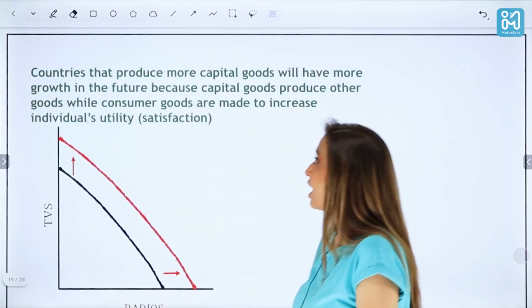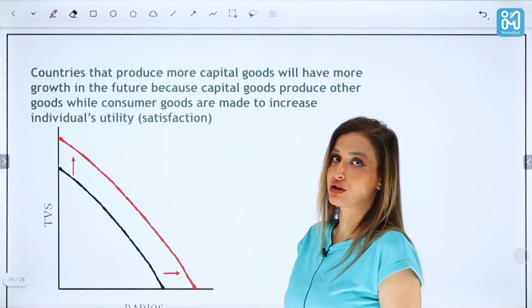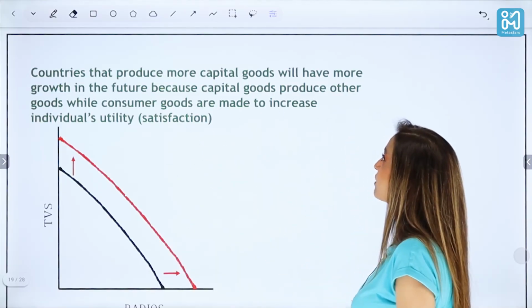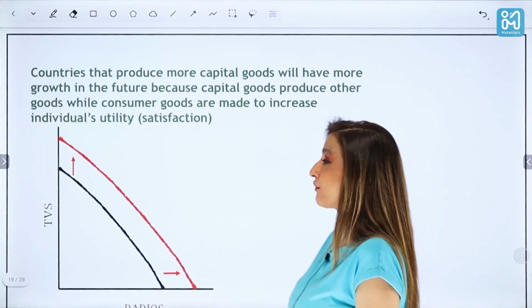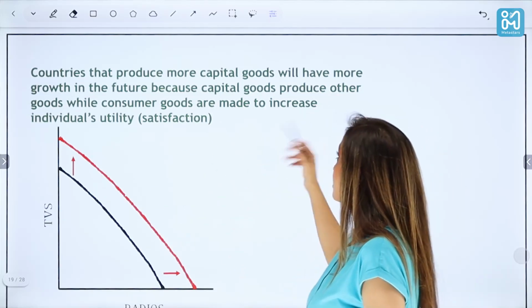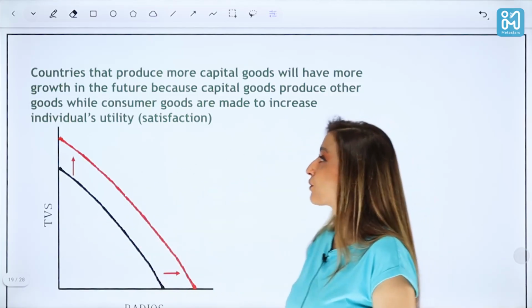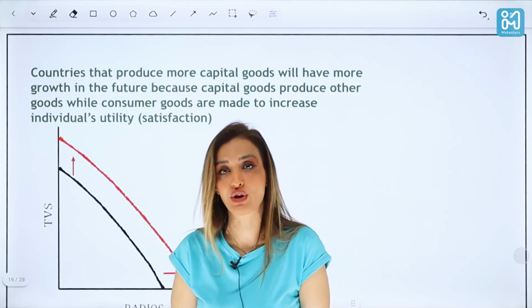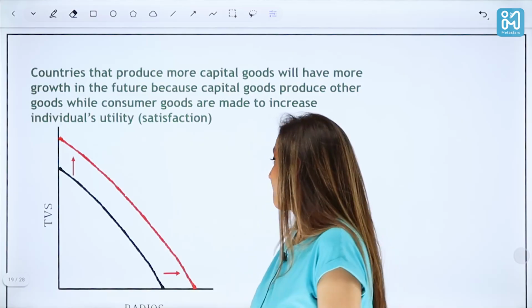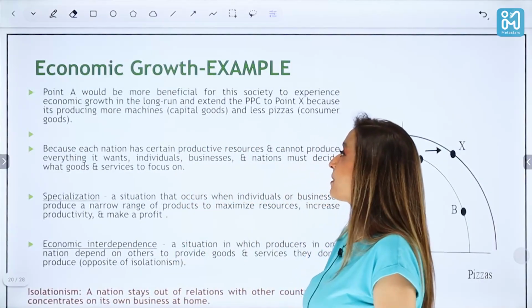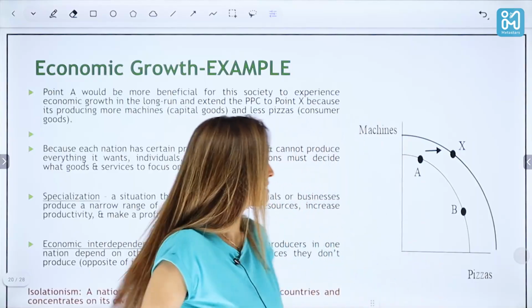Okay. Countries that produce more capital goods will have more growth in the future, because capital goods produce other goods, while consumer goods are made to increase individuals' satisfaction or utility. Yes, of course. Okay. Economic growth example. Let's look at this example.